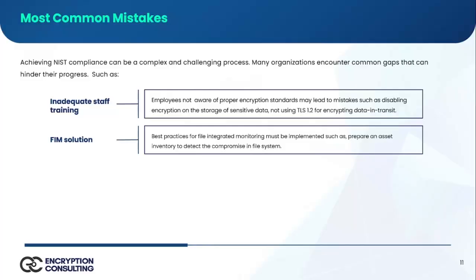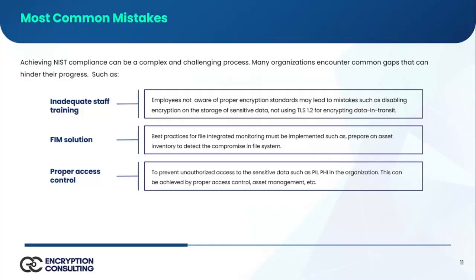Keeping a detailed list of all your assets will help you quickly detect and respond to any compromises in your file system. Proper access control. Ensure only authorized individuals can access sensitive information. This can be achieved by enforcing role-based access control, which is also necessary for FIPS 140-2 compliance.